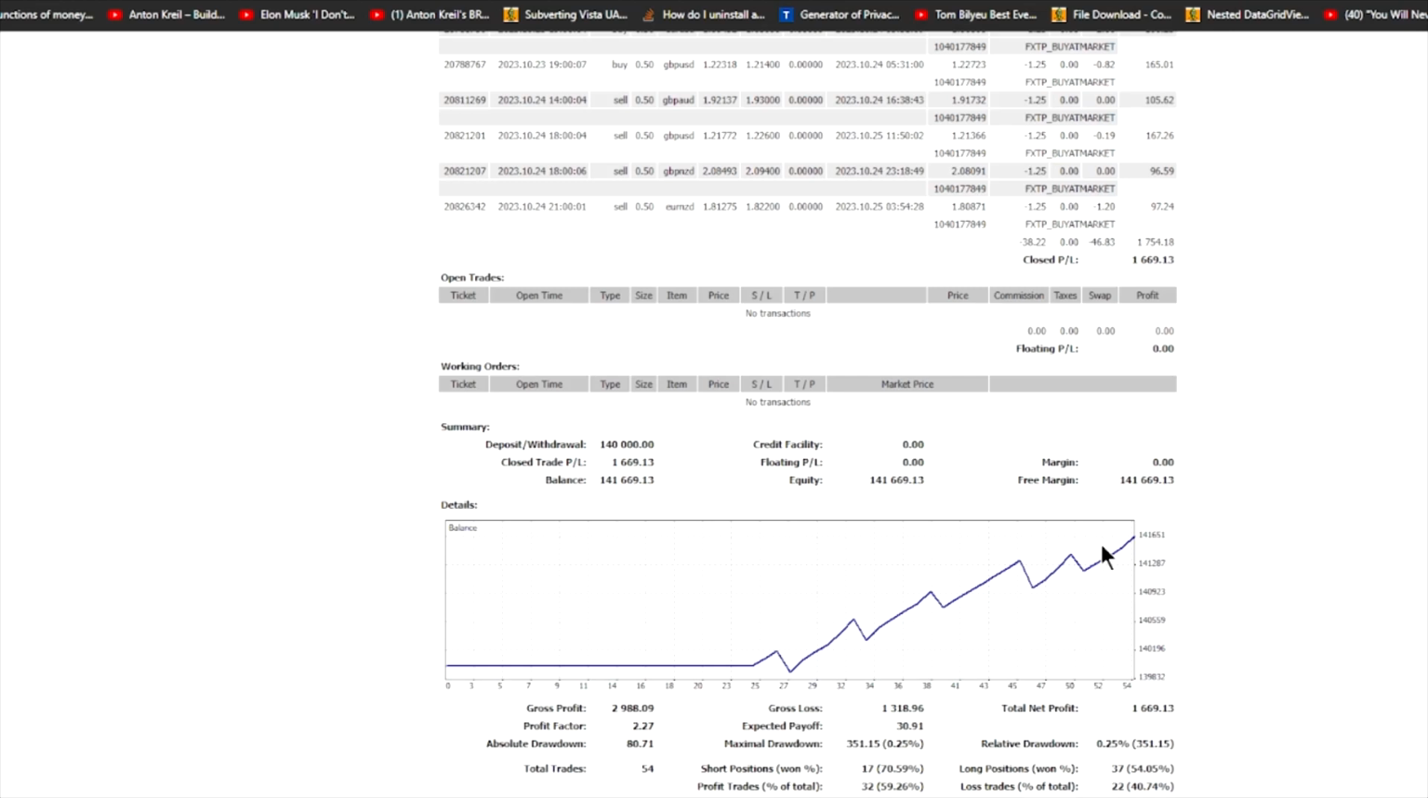Yeah, so standard risk management there, very basic, no proper risk calculation, just a lot size of 0.5, and this was the output so far after 3 weeks.